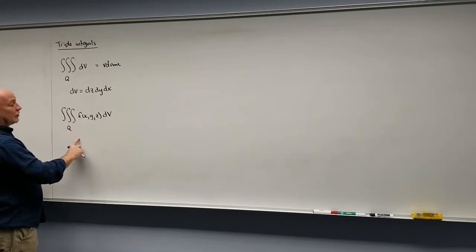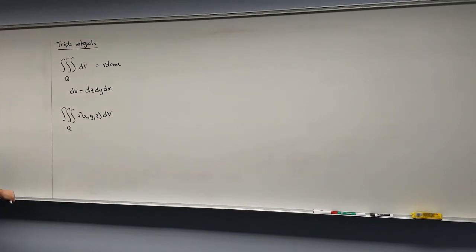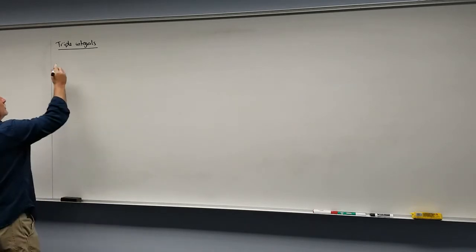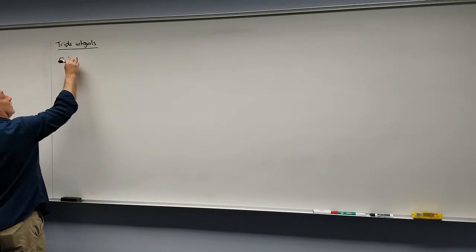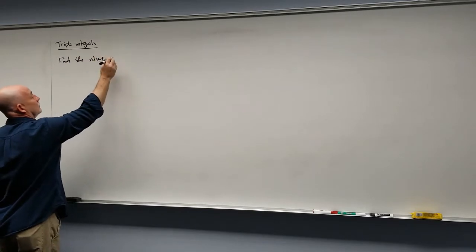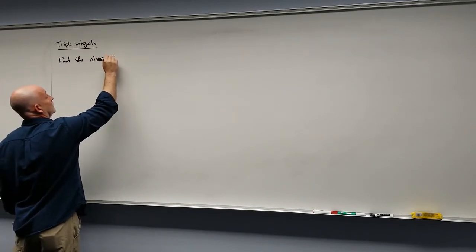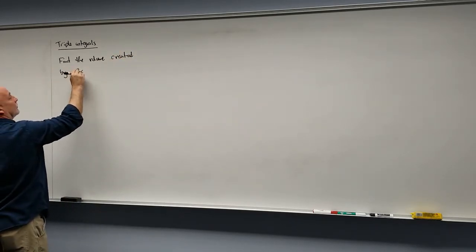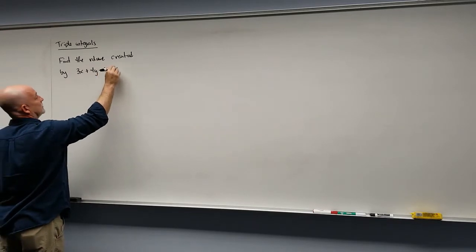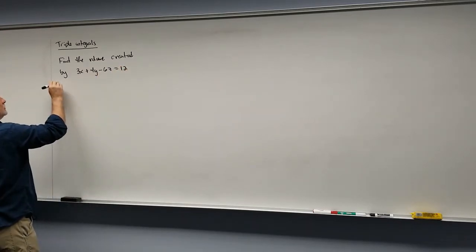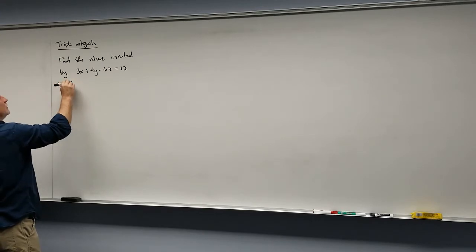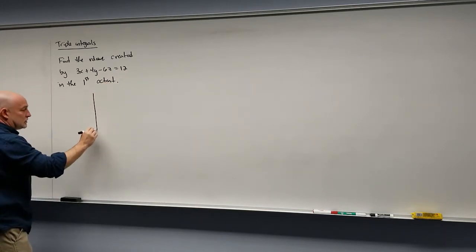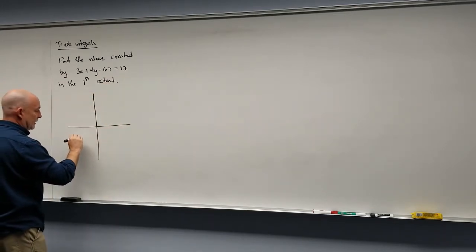Now basically, with triple integrals, let's see if we can use triple integrals to set up volumes of different regions. So let's start with a very straightforward one. Let's say, find the volume created by, let's do something easy. How about 3x plus 4y minus 6z is equal to 12, in the first octant.